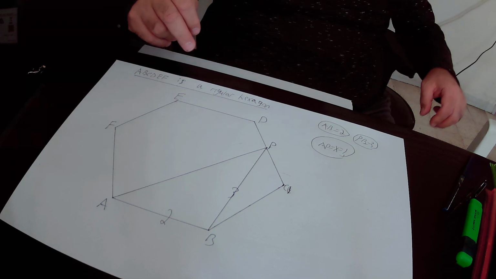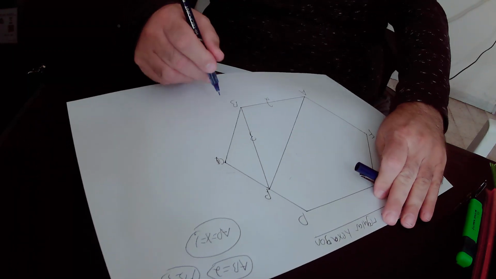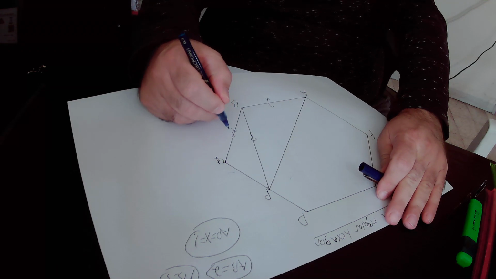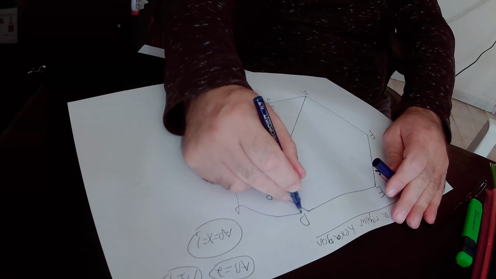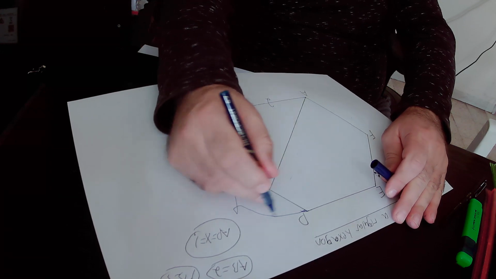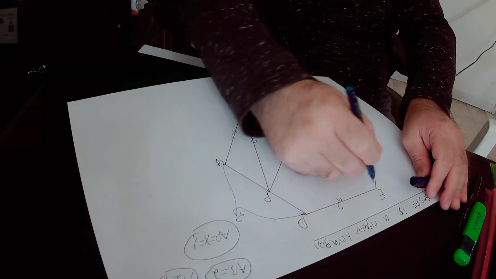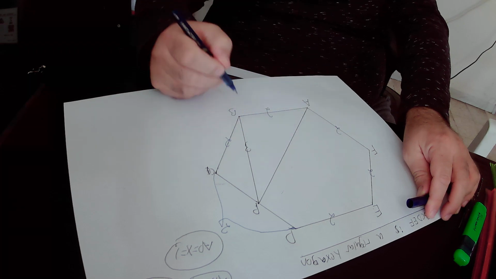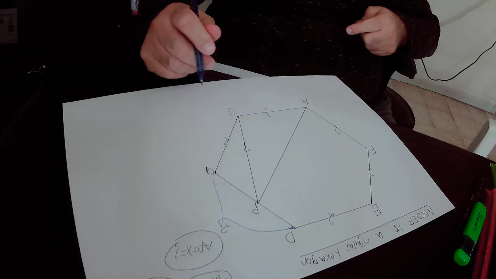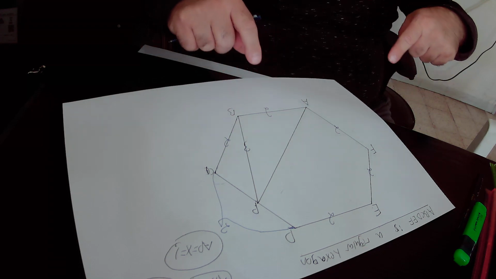equal to 2 units. So here side CB equals 2 units, side DC is also equal to 2 units, side ED equals 2 units, side EF equals 2 units, side FA equals 2 units, and all the 6 interior angles are equal to each other.